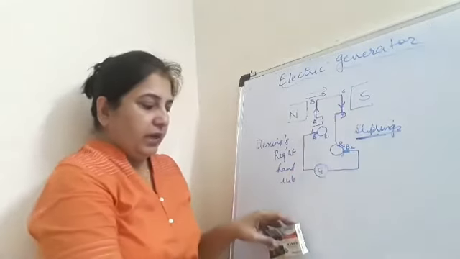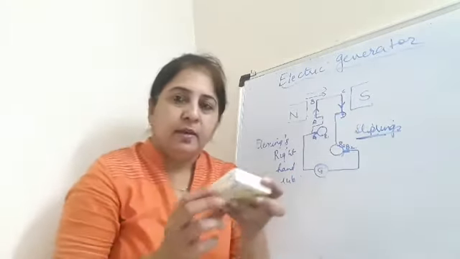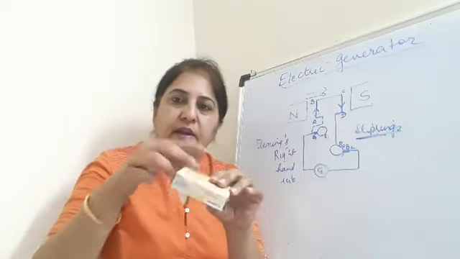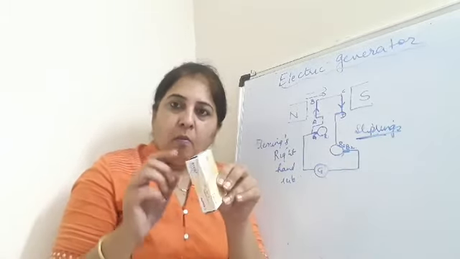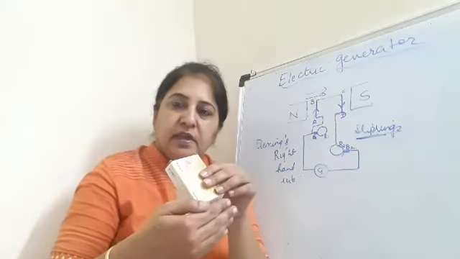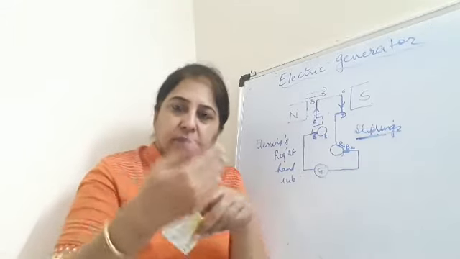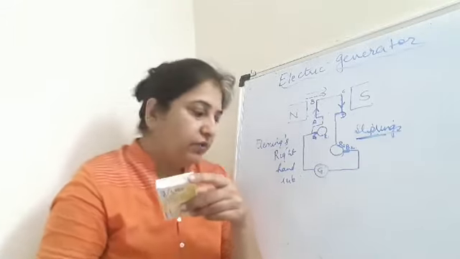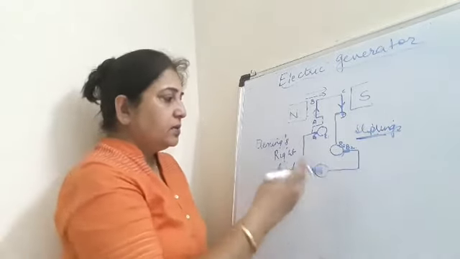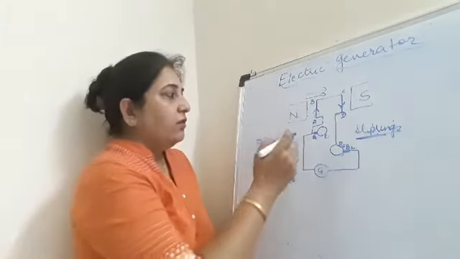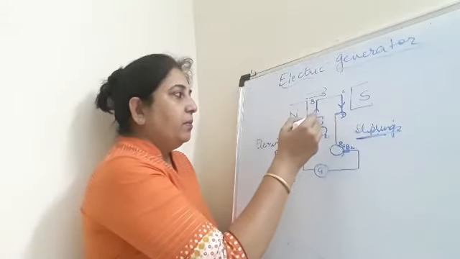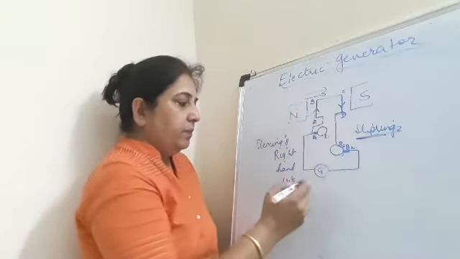Right? So you can understand the rotation of the coil once again. This way the rotation of the coil takes place, and AB goes up, CD goes down, then CD goes up and AB goes down. So this way the rotation goes on.